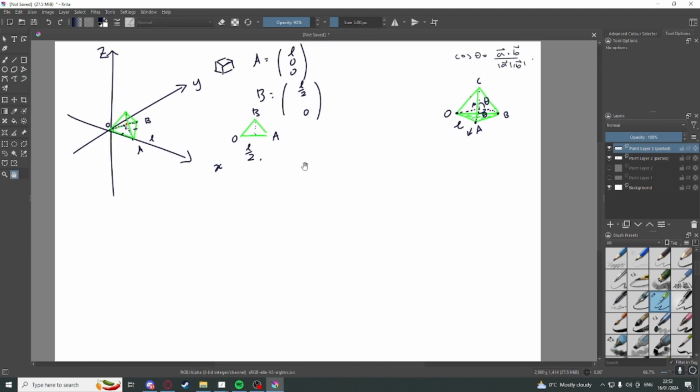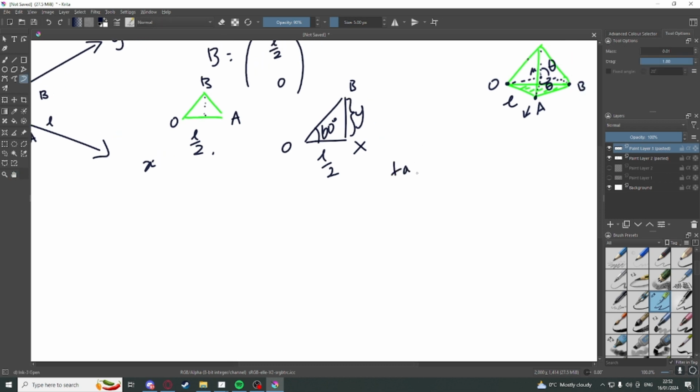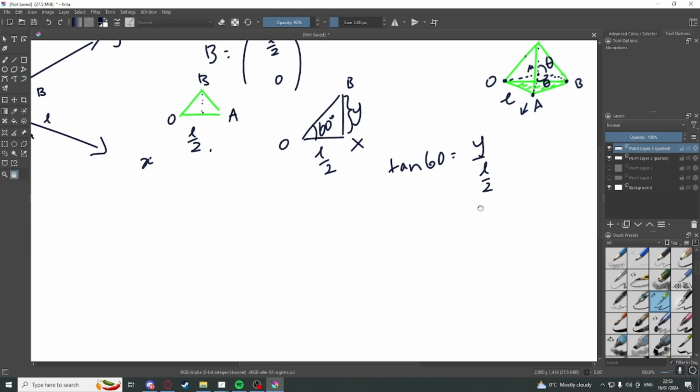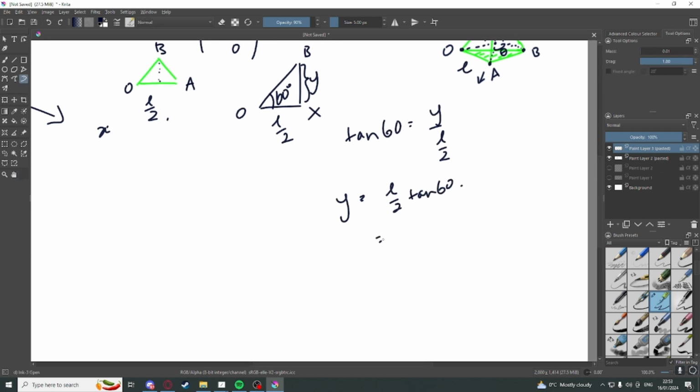Okay, so let's figure that out through some geometry. If I split this triangle in half and I get B, O, I'll put the letter X here for now. This will definitely be 60 degrees. This will be L over 2, and we just need to find our length, or our y coordinate. So we can say that tan 60 is equal to my opposite side, which is y, over L over 2. Okay, and then y would be L over 2 times tan 60, and tan 60 would just be root 3.